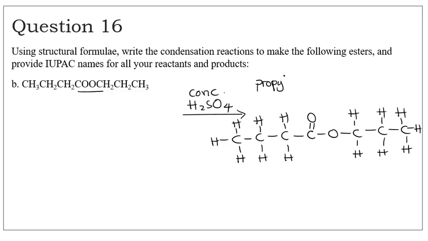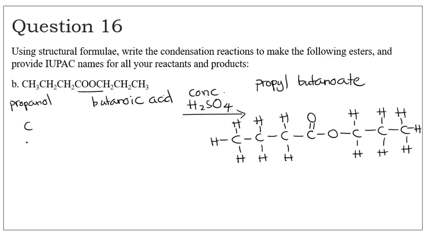On the alcohol side, you start with a propyl, and then on this side, this is your acid side, it has 4 carbons, so butanoate, which means that your reactants must be propanol and butanoic acid. Okay, 1, 2, 3, OH, and then we do the same thing.